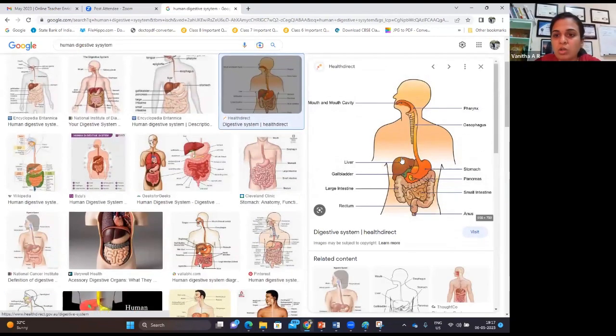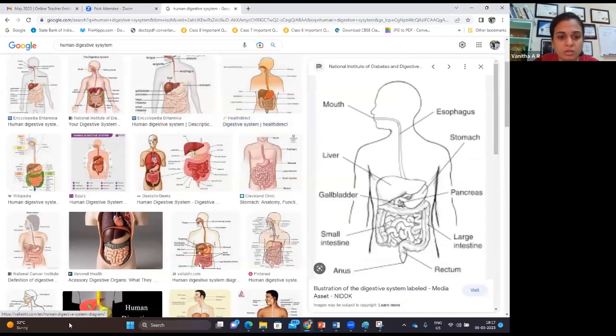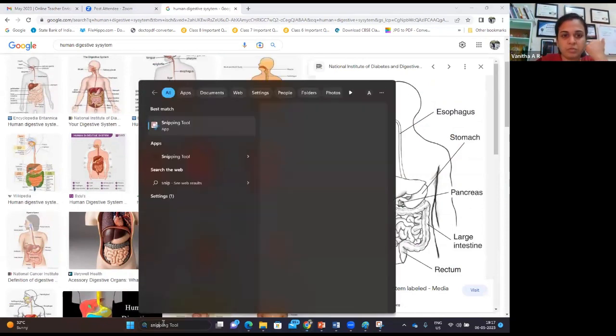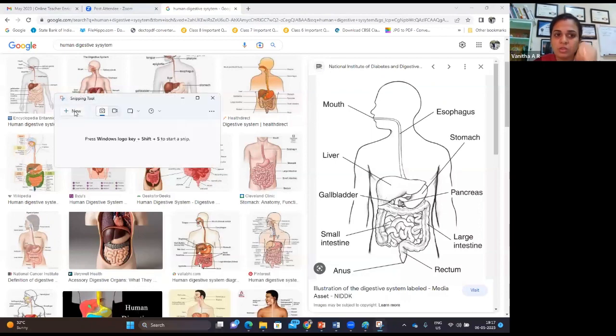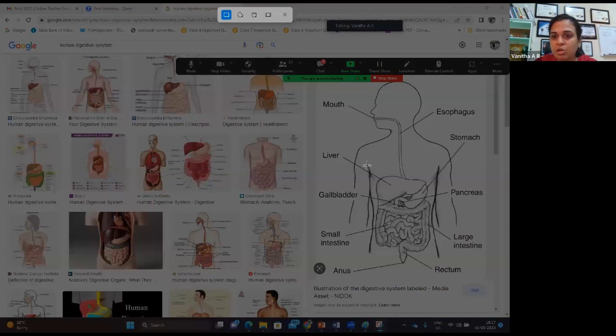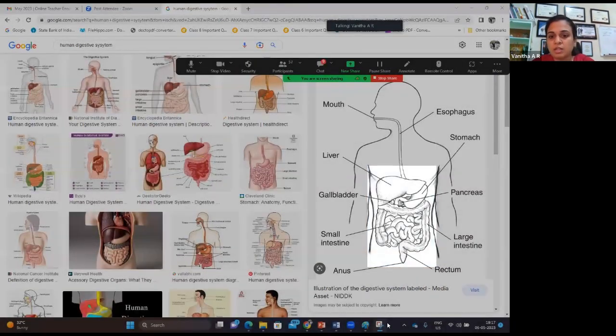Okay, supposing I want only this part, I don't want the upper part. What I'll do is go to the snip. Okay. I'll select new. When there is a new snip, you will be able to see a cross mark. So what I do is I just choose this part of it. Control C and Control V.